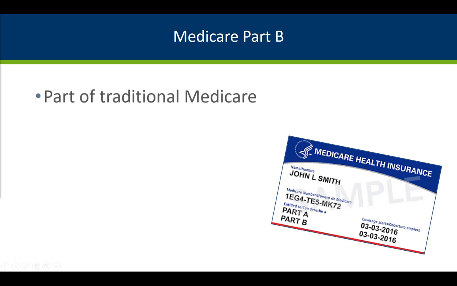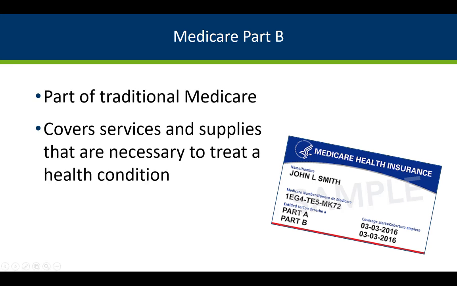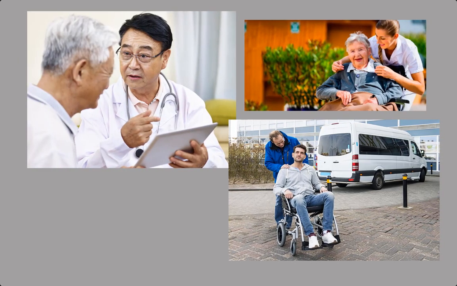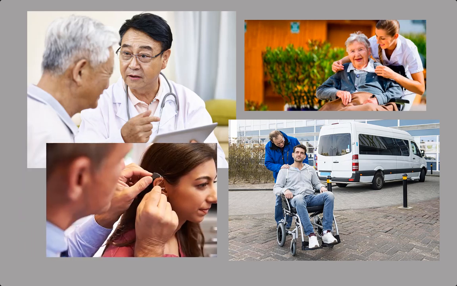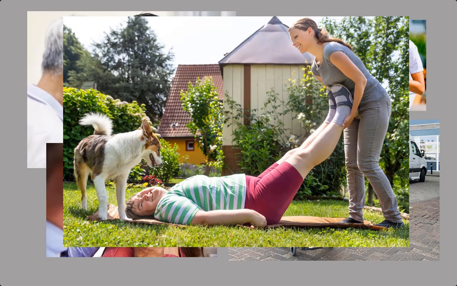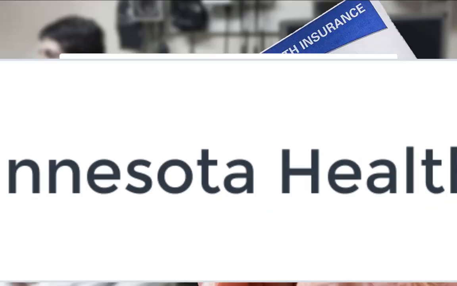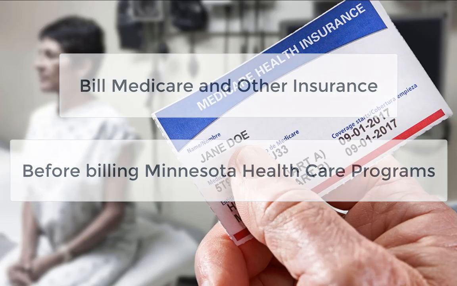Medicare Part B is part of traditional Medicare and covers medical services and supplies that are necessary to treat a health condition. This can include outpatient care, preventive services, ambulance services, and durable medical equipment. It also covers part-time or intermittent home health and rehabilitative services, such as physical therapy, if they are ordered by a doctor. If a member receiving services is covered by Medicare or other insurance, you must first bill the other insurance before billing Minnesota healthcare programs.